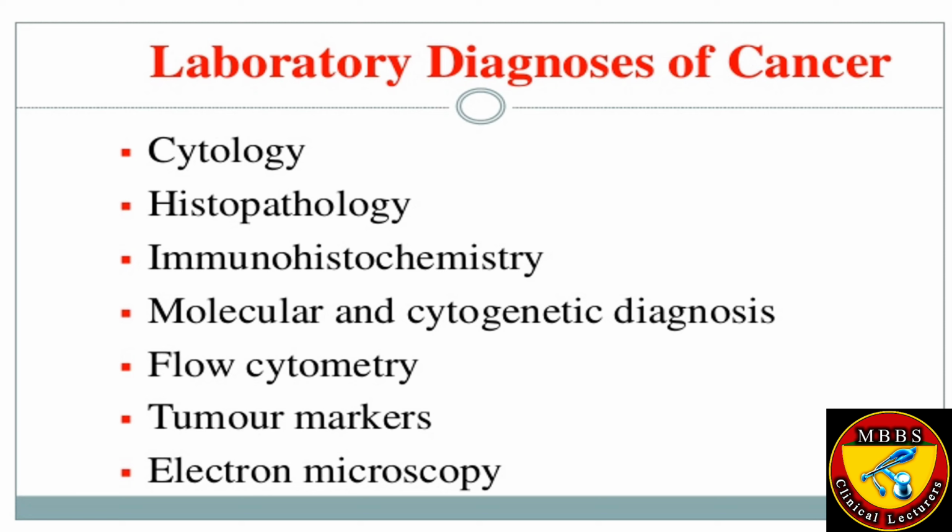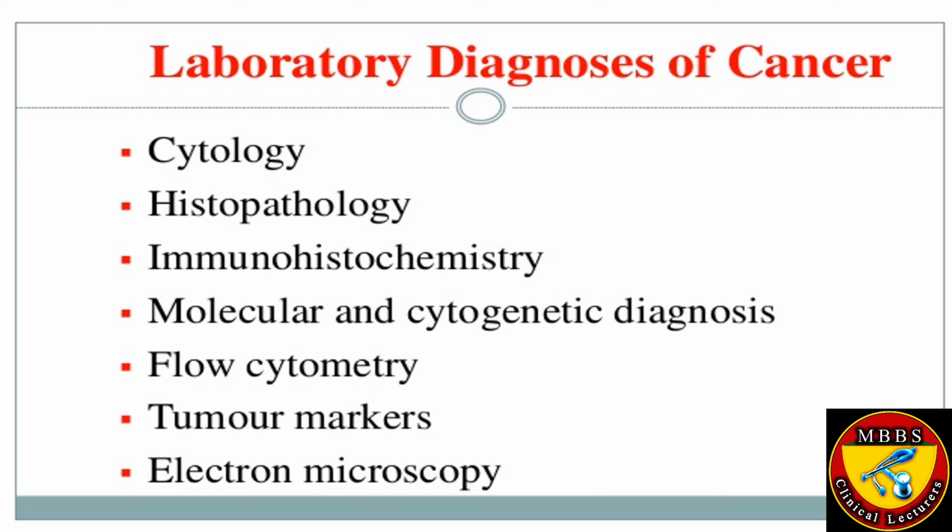The fourth one is molecular and cytogenetic diagnosis. Nowadays, molecular diagnosis plays a very important role in some types of tumors, because if we have reached the molecules and genetics of these tumors, then targeted antibodies or targeted therapy against these tumors will be available, and the prognosis will be much better than before. And then the next is flow cytometry and tumor markers.